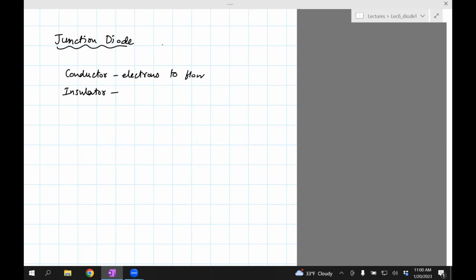In this video, we'll look at different types of junction diodes. Okay, so far we have looked at resistors. A resistor is a sort of a conductor which will allow electrons to flow. We also have what is known as an insulator, which does not allow electrons to flow.